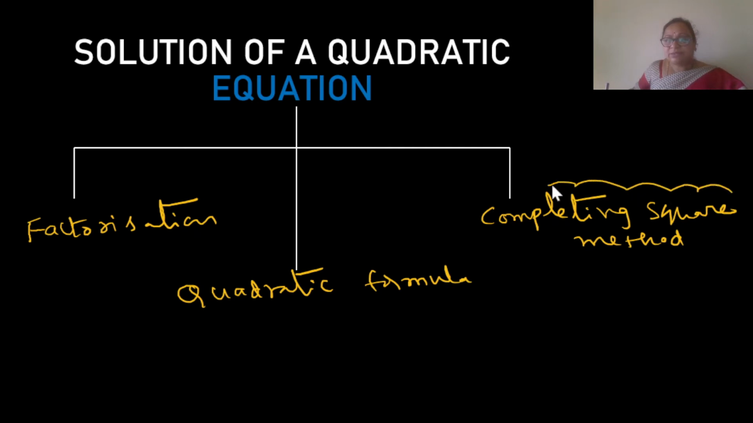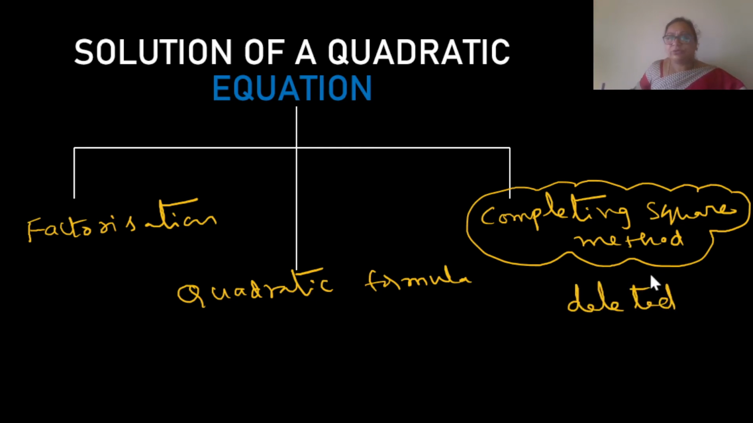This completing square method is deleted from portion. So as of now we have only two methods. The first method is factorization and the second one is quadratic formula. As of now we have these two methods. The first method factorization is nothing but splitting middle term which we have learned in grade 8. Okay. So exercise 4.2 is based on factorization.